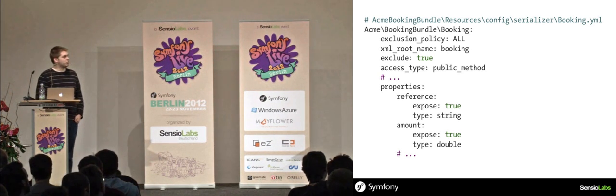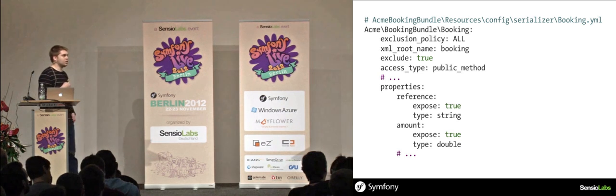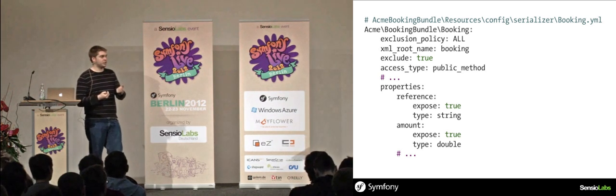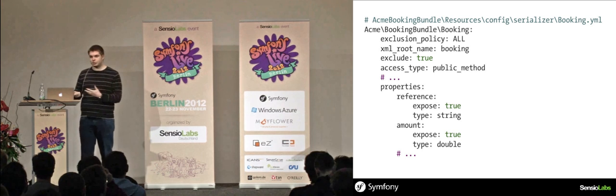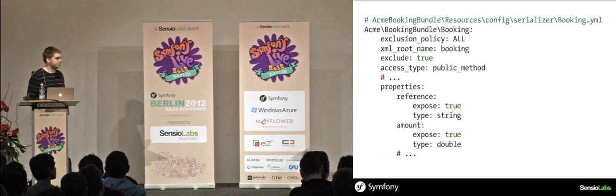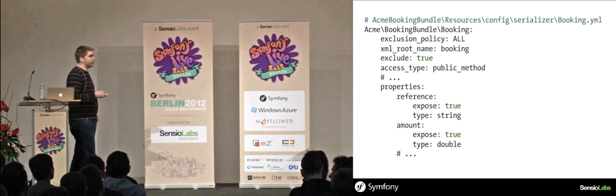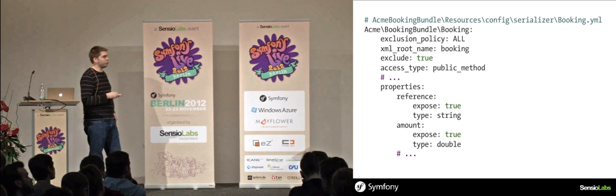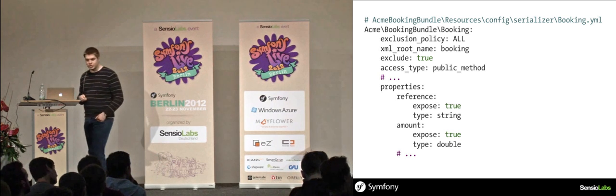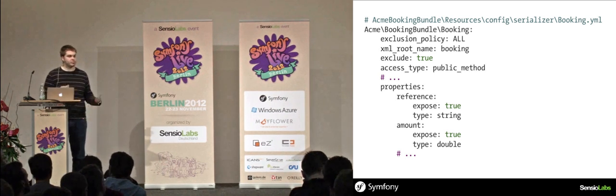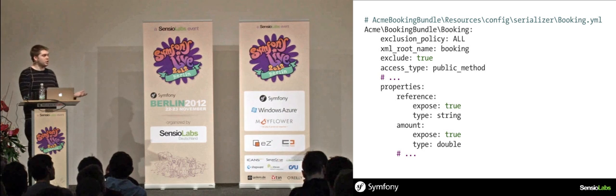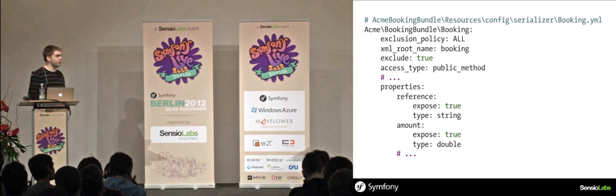You can set how your properties are serialized. By default, you just use the reflection API, and it reads your properties with the reflection to get the values. But you can ask the serializer to use public methods or getter methods to read your objects. For example, you can define how your properties in your object are serialized. So I want to expose my reference and amount properties, and you can specify the type of these properties so that when you deserialize your XML string or YAML string or JSON string, you will get back the corresponding type in your object.